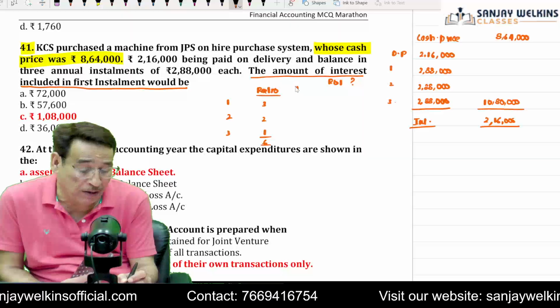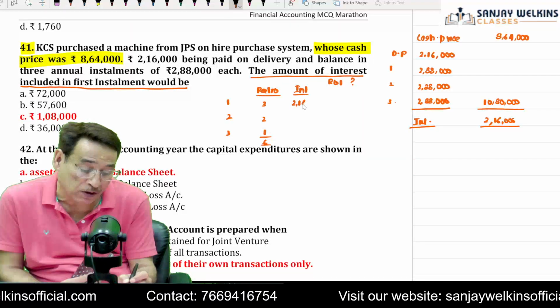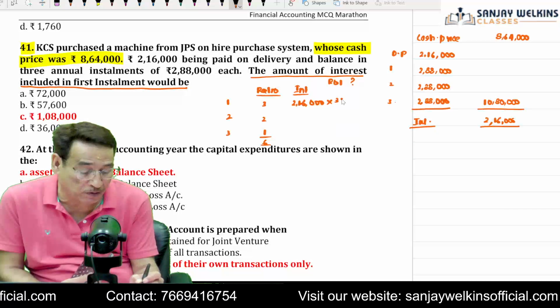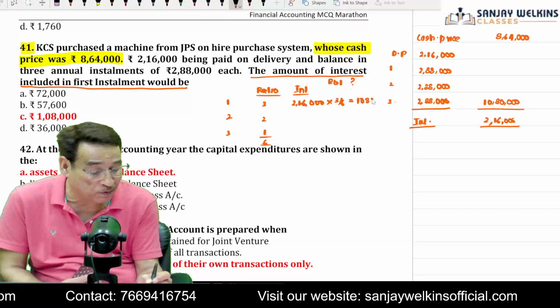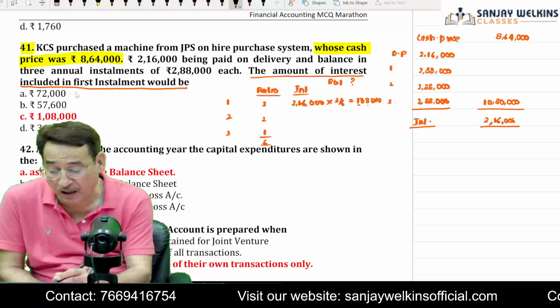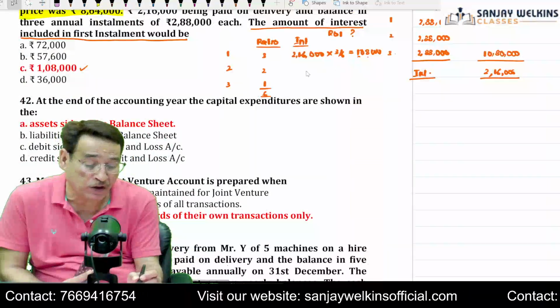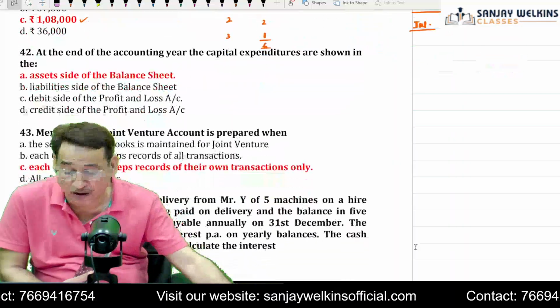Now, we have already computed the interest. Interest is actually 2,16,000. In the first installment, my interest will be 3/6. That is equal to 1,08,000. So 1,08,000 will be the answer, right? And in the second installment, 2,16,000 into 2/6. And similarly, in the last one, 2,16,000 into 1/6.